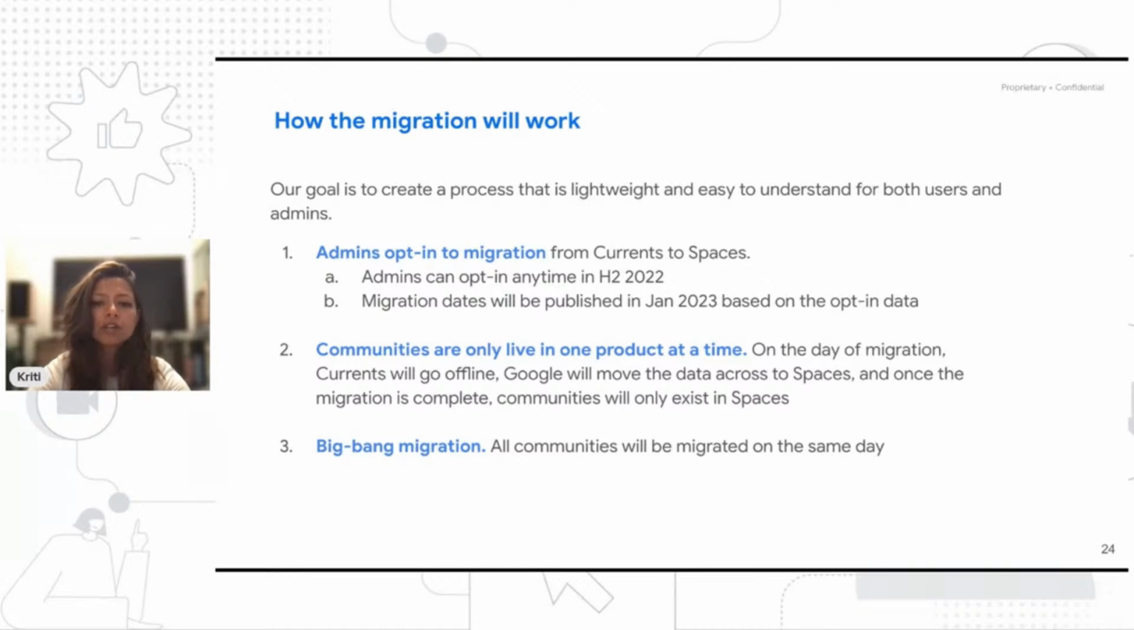Now, as I mentioned earlier, communities will only live in one product at a time. So on the day of migration, all the communities, the posts, and all the data will be migrated over to Spaces. And once the migration is complete, Currents is offline. So even on the day of migration, Currents effectively becomes offline for your domain. Once the migration is complete, users, instead of going to Currents, would now go to Spaces to access the same communities and continue the conversation across those communities.